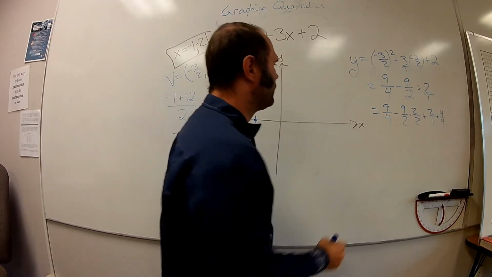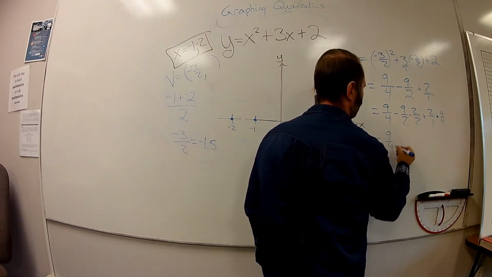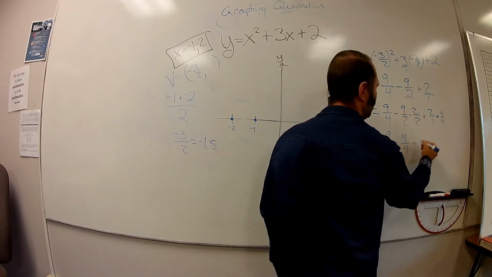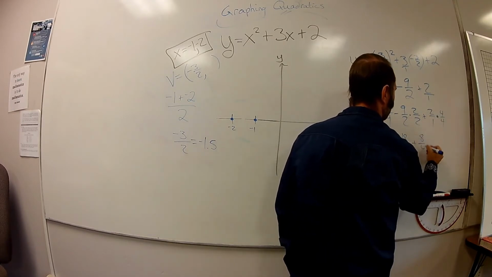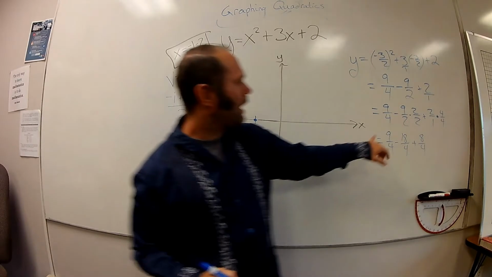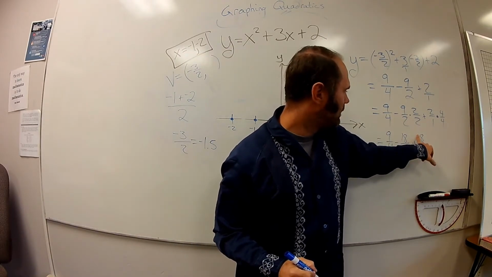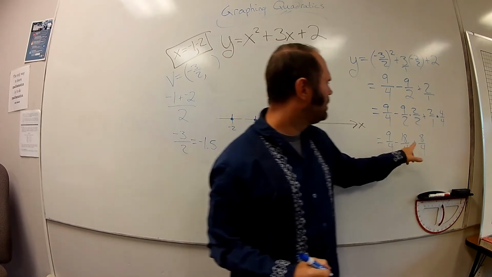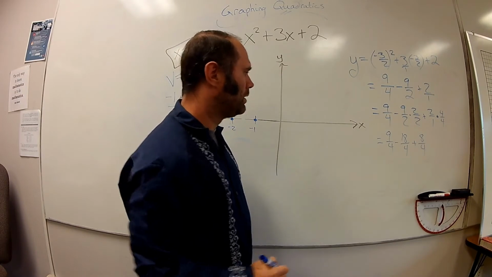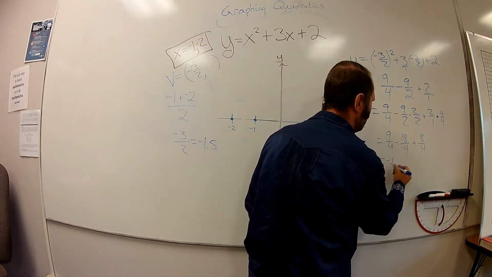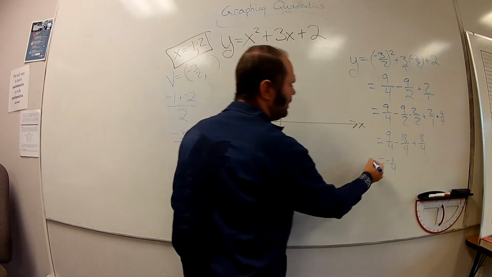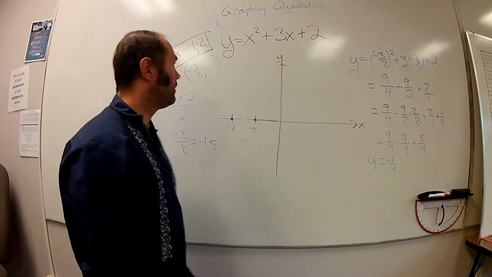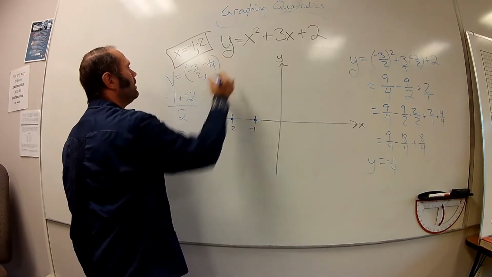That's the common denominator. So 9/4 minus 9 times 2 is 18/4 plus 2 times 4 is 8/4. So 9 minus 18 plus 8. Okay? So 9 minus 18 is -9, plus 8 is -1. So we're getting -1/4. And that's what y equals when x is -3/2. Y equals -1/4. So there we go.